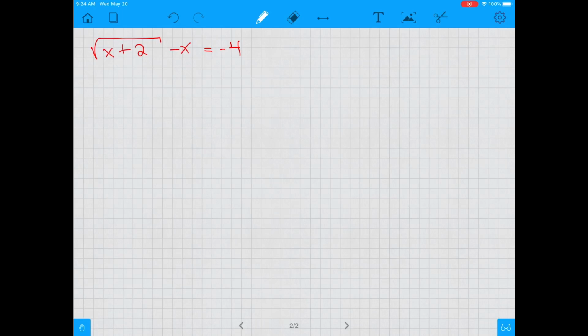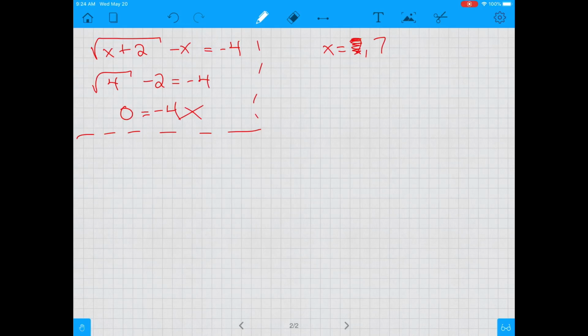Remember, my two answers were x equals 2 and 7. If I plug in 2, I get square root of 4 minus 2 equals negative 4. Uh-oh. I get 0, square root of 4 is 2, equals negative 4. Nope. 2 is not an answer. 2 is an extraneous solution. Remember, just because one didn't work out doesn't mean the other one is automatically going to work out either. So I always have to check both.